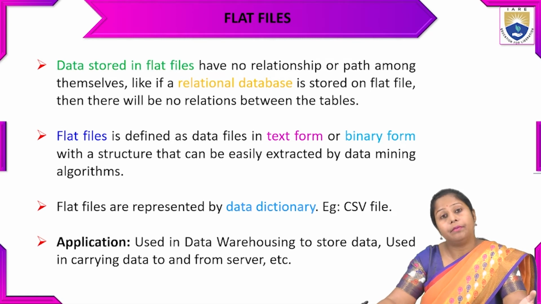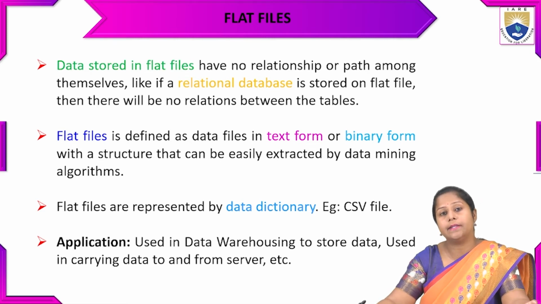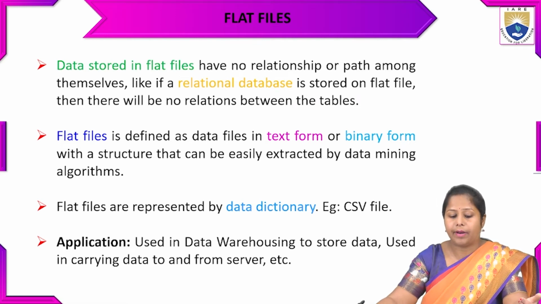Because if we take the example of a relational database, there will be a number of files, tables, where one table has a relationship with another table, another type of data. In flat files, there should not be any relationship. So that type of data will be called a flat file.